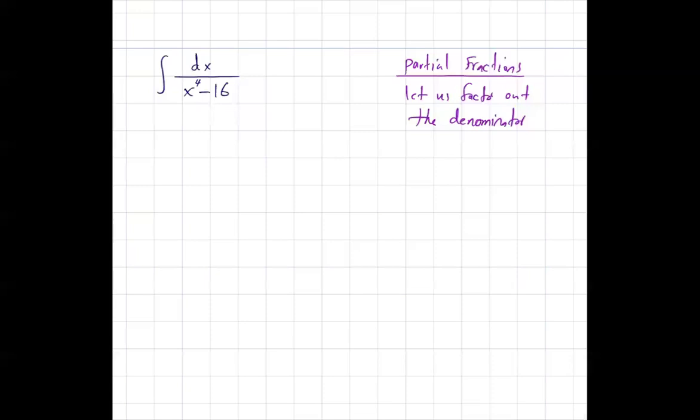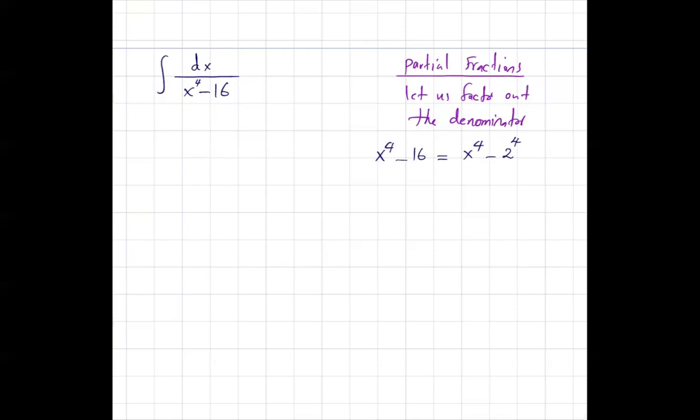In calculating the integral of dx divided by x squared, x to the fourth minus 16, we're going to apply the method of partial fractions. So let us factor out the denominator. Our denominator is x to the fourth minus 16. This can be written as x to the fourth minus 2 to the power 4.